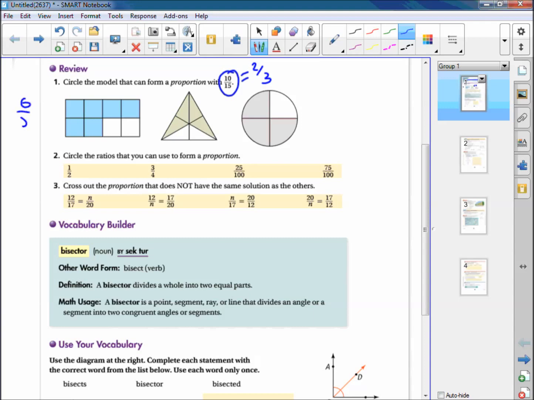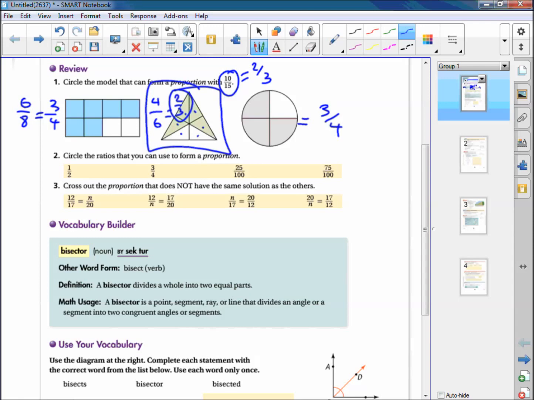This one becomes 6/8, the blue ones to the whole ones, so that's going to be 3/4. The circle on the end is easy to see. That's 3 to 4. And here we have 1, 2, 3, 4 parts out of 6 parts. So that's 2 to 3. So this is the one that's the same. So we would circle that one.